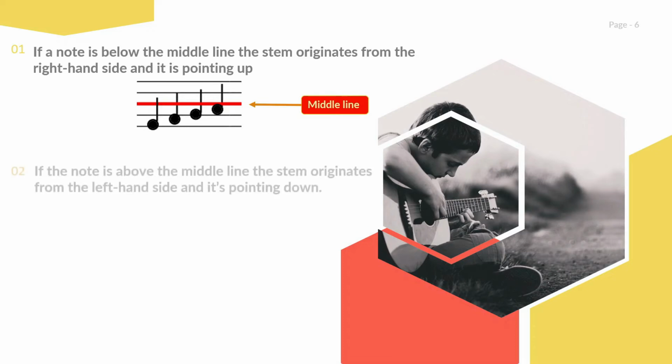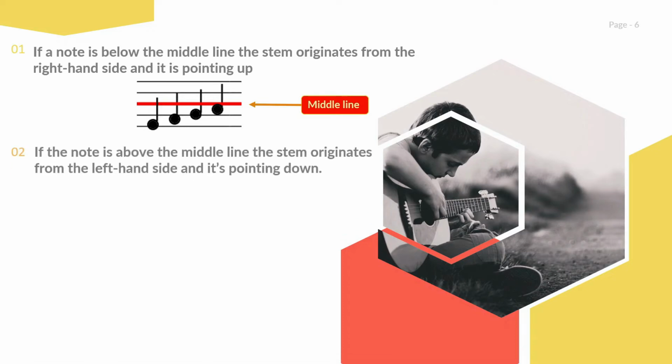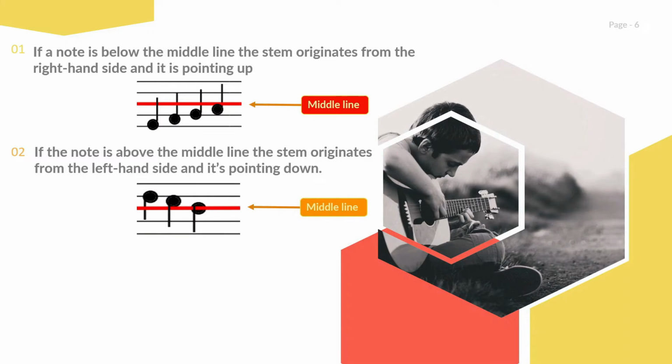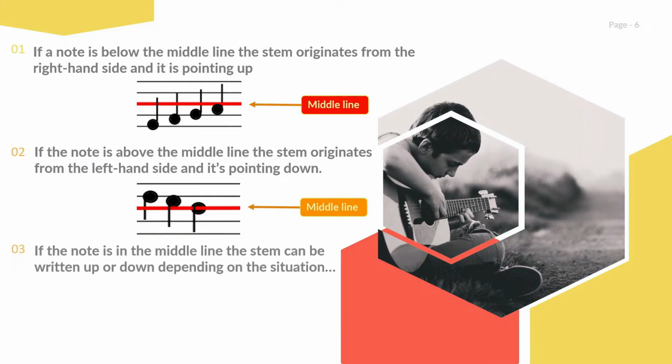Rule number 2: if the note is above the middle line or the third line, the stem originates from the left-hand side and it's pointing down. Have a look at the example. And rule number 3: if the note is in the middle line or third line, the stem can be written up or down depending on the situation.